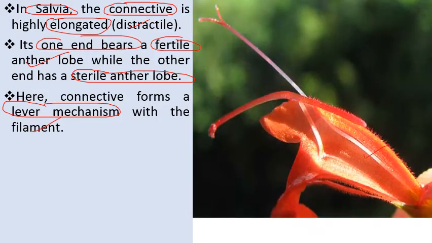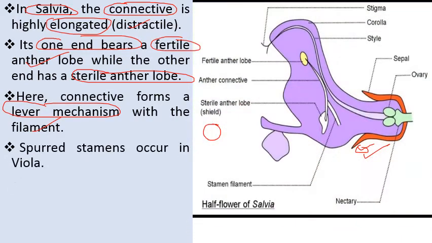So this is the flower of salvia. इसमें जो एक anther lobe है ये fertile होता है, और जो इसका दूसरा anther lobe होता है that is sterile. So this is an animated diagram which shows this half flower of salvia. इसमें हम देख सकते हैं जो एक anther lobe है इसका ये fertile होता है, while जो second anther lobe है it is sterile, और इसके बीच में present होता है elongated connective, and it forms the lever mechanism.